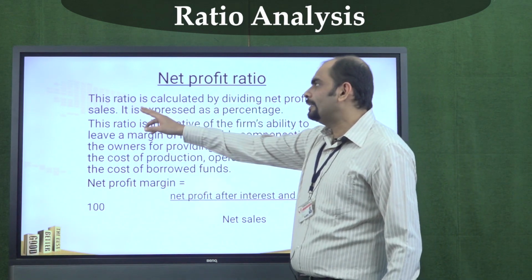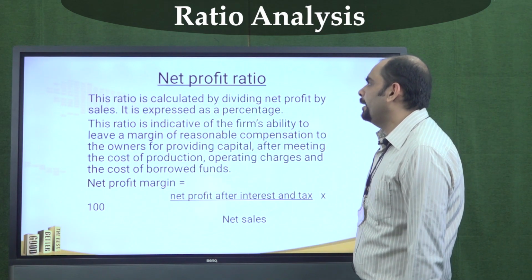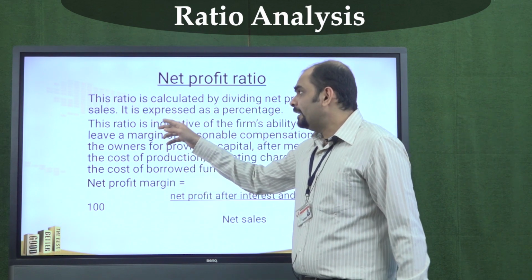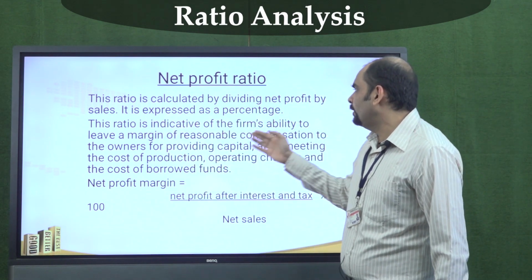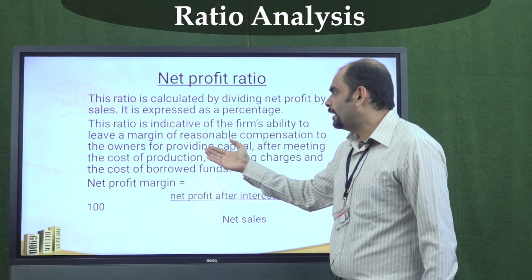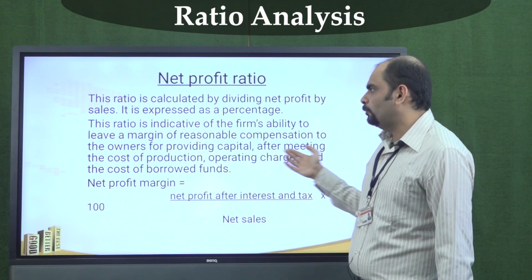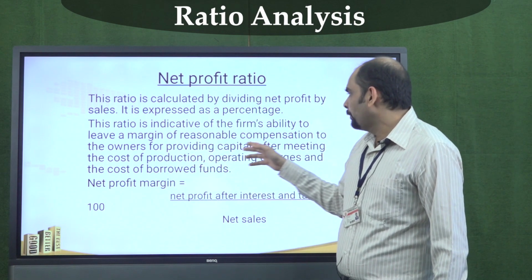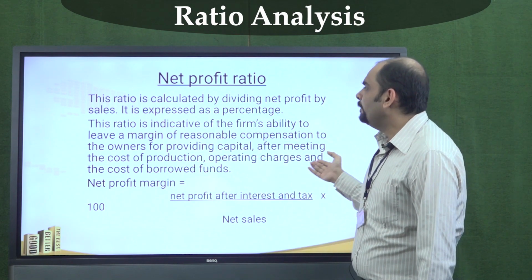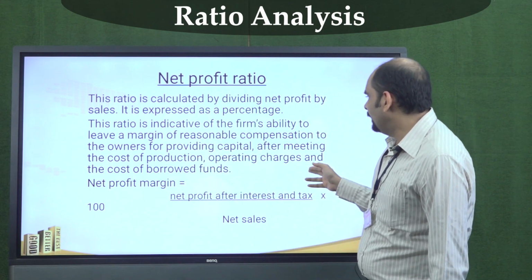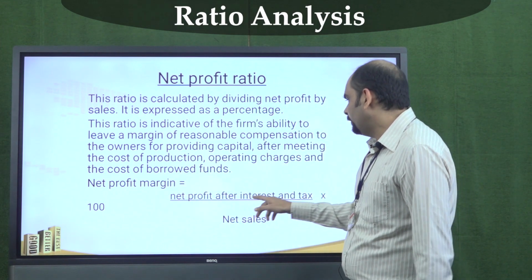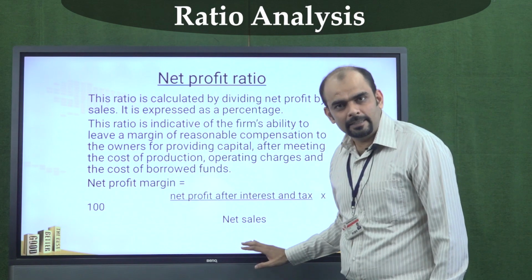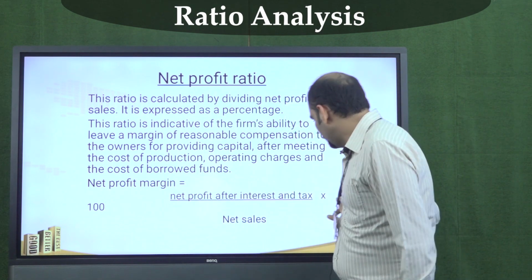Net profit ratio: this ratio is calculated by dividing the net profit by sales. It is expressed as a percentage. This ratio is indicative of the firm's ability to leave a margin of reasonable compensation to the owners for providing capital after meeting the cost of production, operating charges and cost of borrowed funds. So net profit ratio is net profit after interest and tax upon net sales into 100.